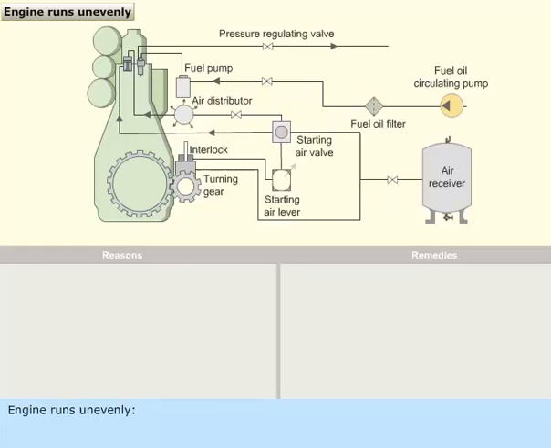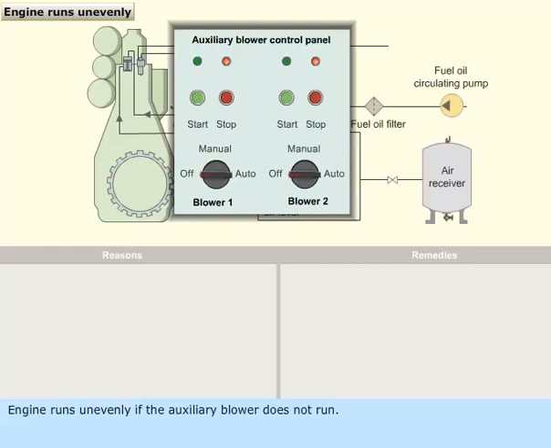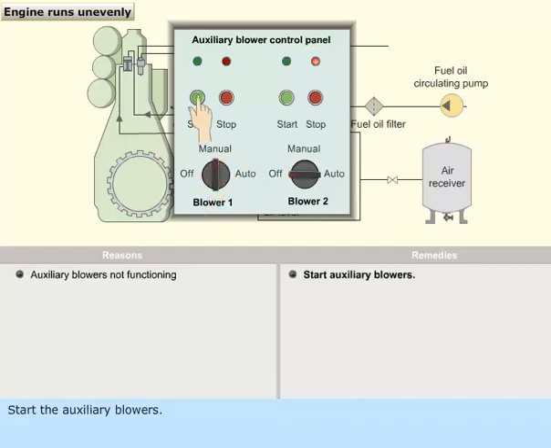Engine runs unevenly. Engine runs unevenly if the auxiliary blower does not run. It happens when the engine runs at a low speed. Start the auxiliary blowers.